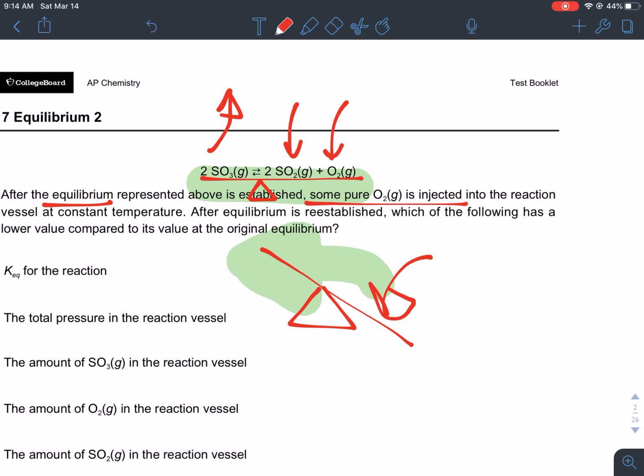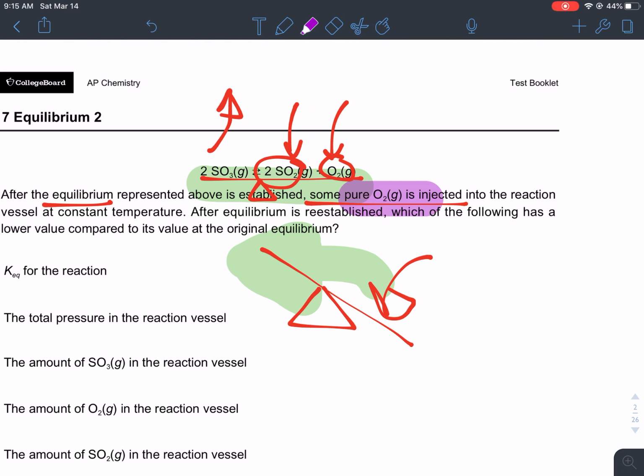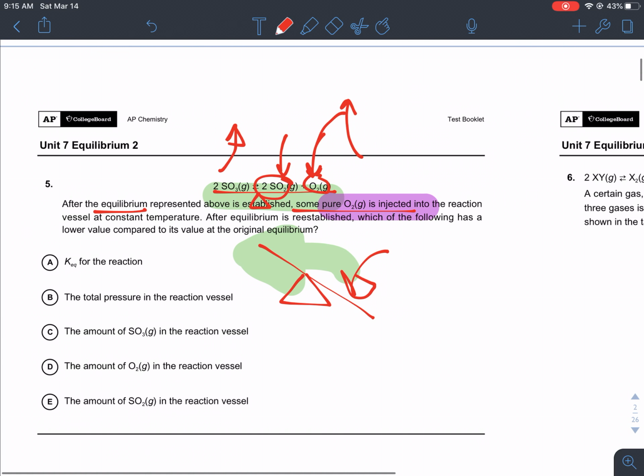So now you have to pick between SO2 and O2. Who decreased more? Well, come back to the original part of the question. The original part of the question said that O2 was injected. So O2 was injected, then it decreased. So overall, who's the only substance here that only decreased? That would be SO2. The correct answer: the amount of SO2 has a lower value than it originally had.